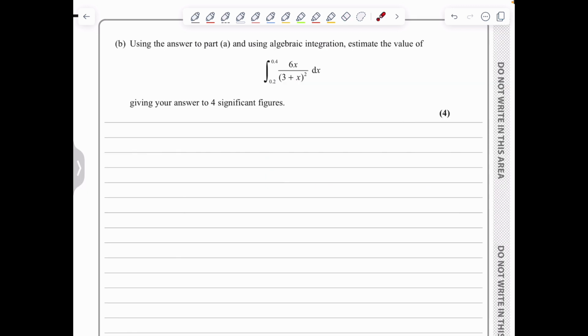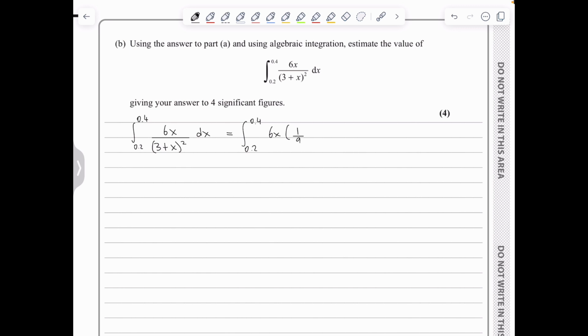In B, we need to use the answer to part A and algebraic integration to estimate the value of this integral, and we need to be giving an answer to 4 significant figures. So this is the integral we need to find. Well, we have already found the expansion of 1 over 3 plus x to the power of 2. So the integral can be written as the integral from 0.2 up to 0.4 of 6x, and in brackets, we've got the binomial expansion we obtained in A.